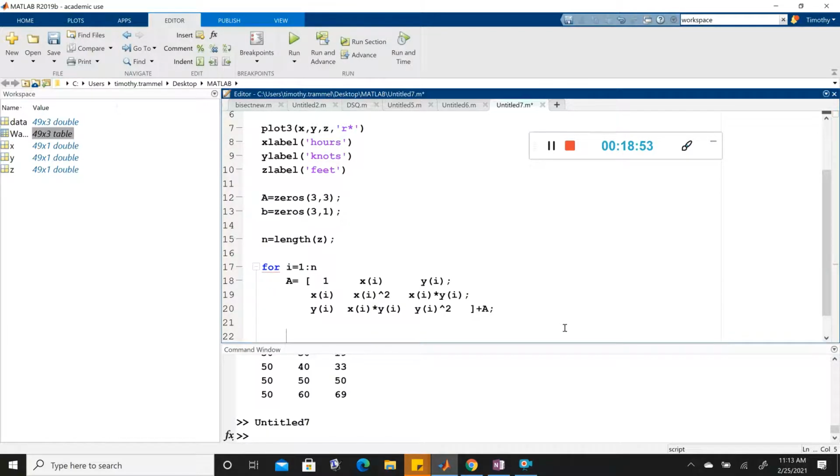And we want B to function the same way. So let's go ahead and write B.